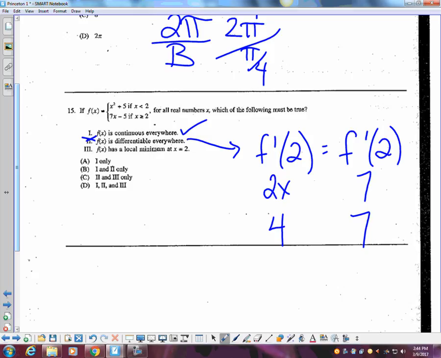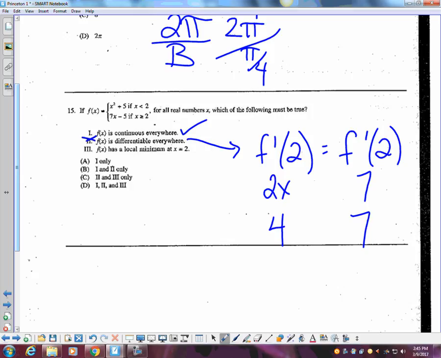F of x has a local min at 2. I just have an X on that one. Okay, but look at your multiple choice. We know 1 is true, right? And we know 2 is false. We don't have a 1 in 3 options. Who's it got to be? Love some multiple choice. Okay, what's next?